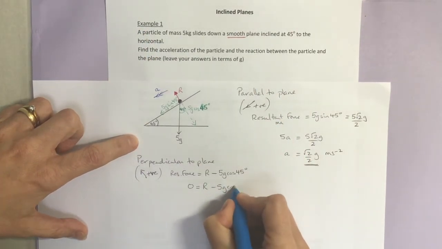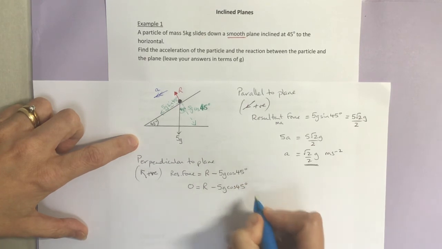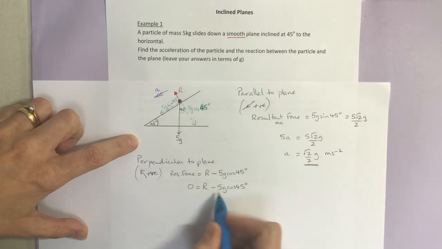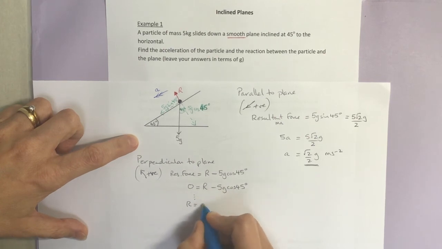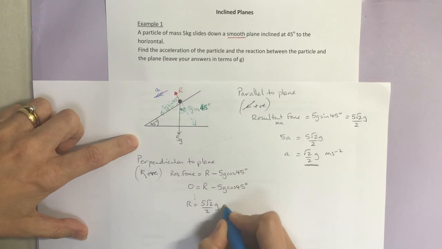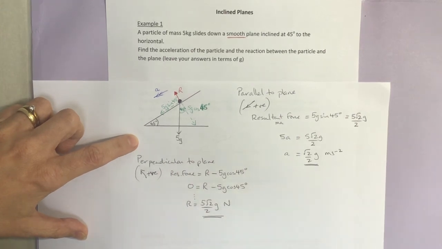And then if I rearrange that, sort this out, I'm going to get R is equal to 5 root 2 over 2 g newtons. And there's my answer to that question. So that's our first example done. I'm going to stop the video now so you can get that into your notes, and then we'll have a look at another couple of examples in the next video.